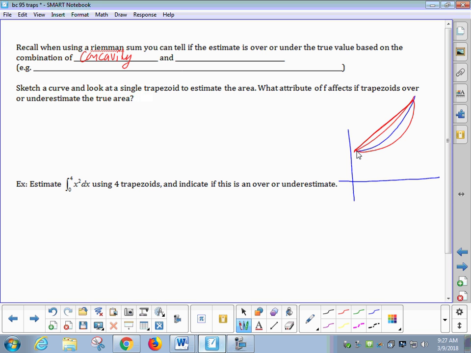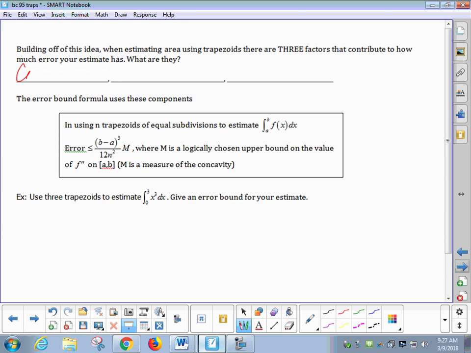And so definitely concavity. How much concavity? Would that be a direct relation? So we did this last time. Concavity. Thank you. Okay? Now, would concavity be directly related to error or inversely related to error? By that I mean the more concavity, the more error, or the more concavity, the less error? Directly. The more concavity, the more error. You will see then that the error is directly related to the concavity.